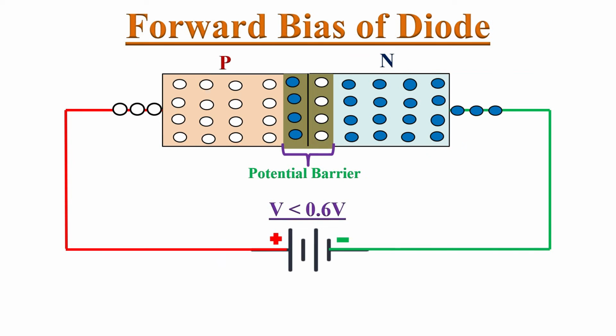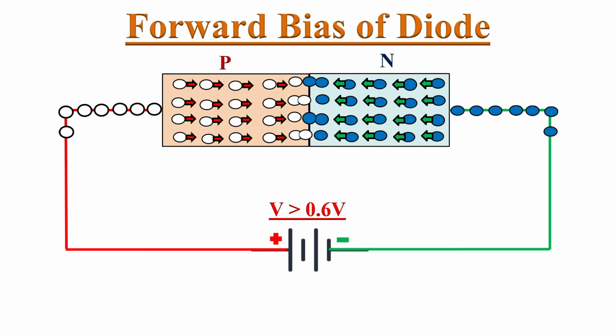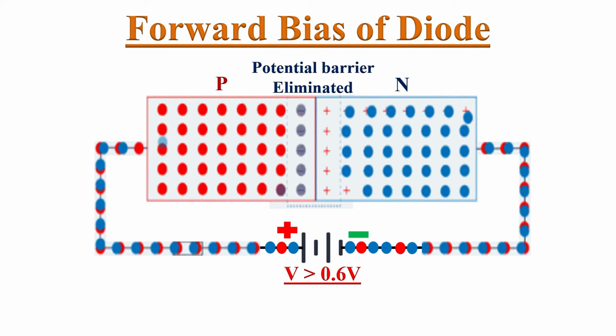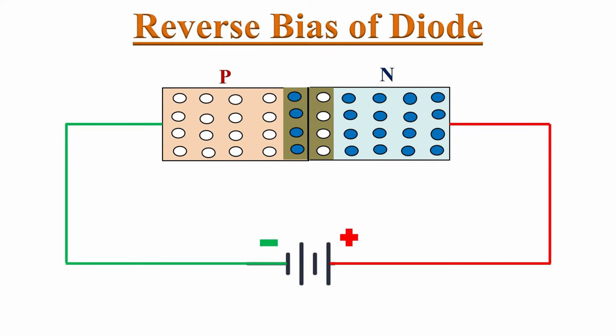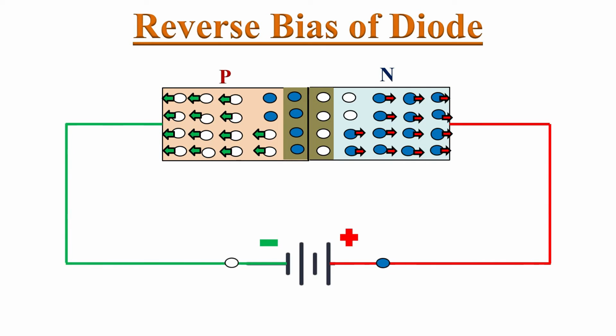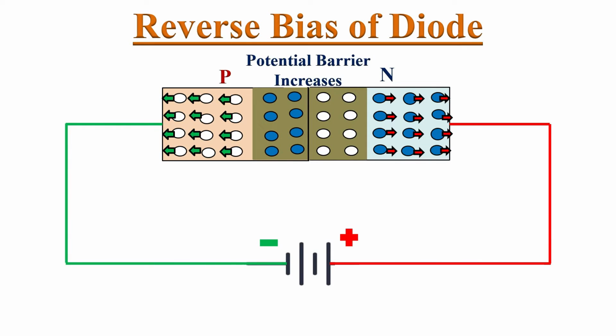If we apply a forward bias across a PN junction, as soon as the input voltage is greater than 0.6 volts, electrons in the N region and holes in the P region are pushed towards each other. Due to this, the potential barrier gets eliminated and there is high current flow in the PN junction. If we apply reverse bias across a PN junction, holes will get attracted towards the negative terminal and electrons will get attracted towards the positive terminal of the supply. So the potential barrier gets increased and there will be no current flow in the PN junction.